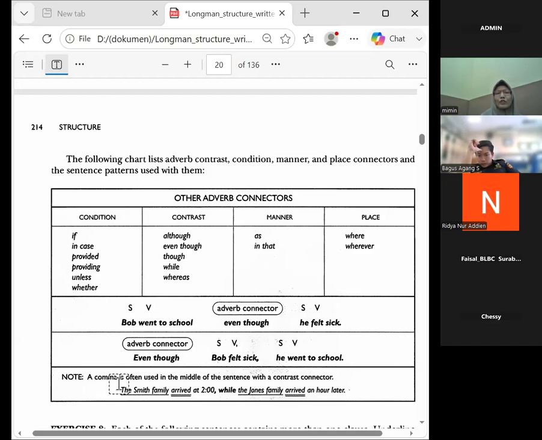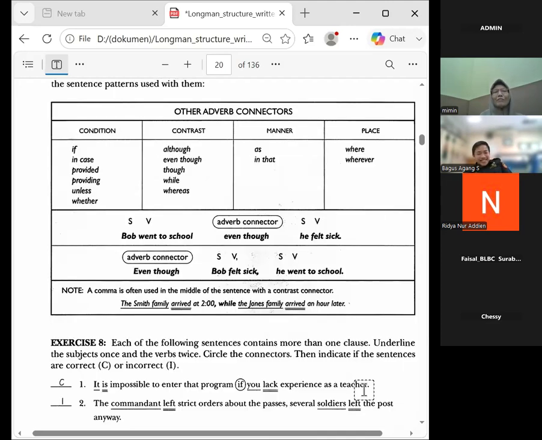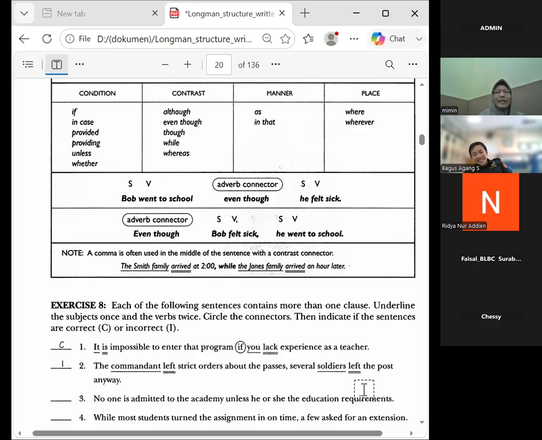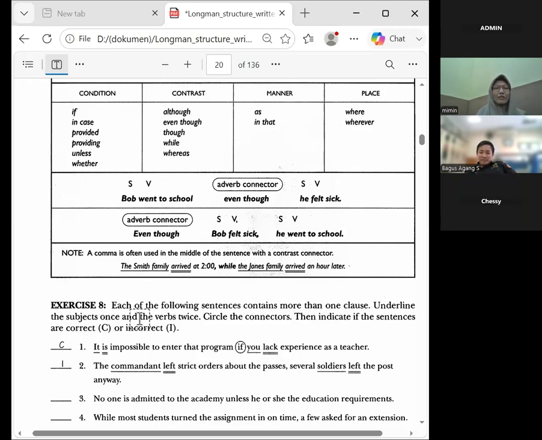But there is a note here. A comma is often used in the middle of the sentence with a contrast connector. For example, the Smith family arrived at 2, comma, while the Jones arrived an hour later. Well, do you have any questions up to this point? Or shall we proceed to see the example here? More examples. In exercise 8, okay, quite similar instructions or directions.